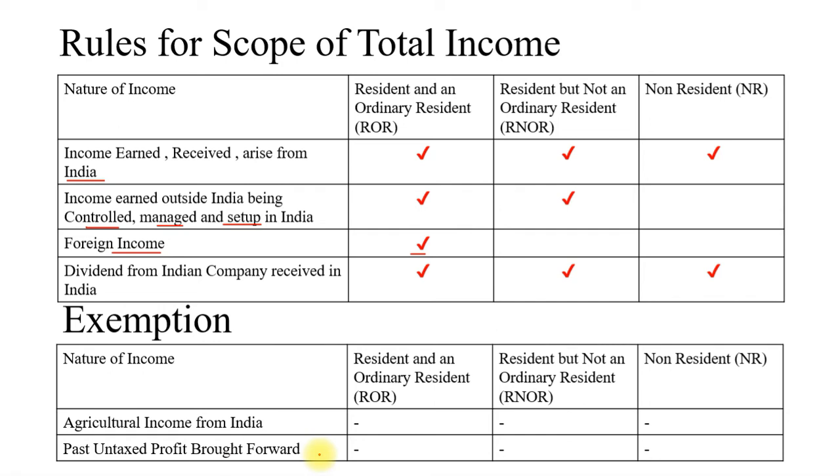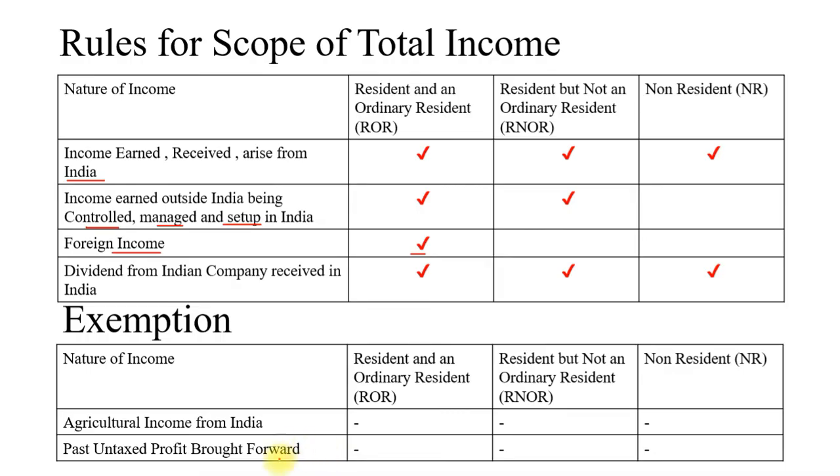That's it. Income earned in India, everyone pays. Control from India, two people. Foreign income, the first person. Dividend from an Indian company, everyone pays. Agriculture from India, no one pays, and untaxed profit, no one pays. That's it. Based on this, we can solve any kind of sum based on scope of total income.